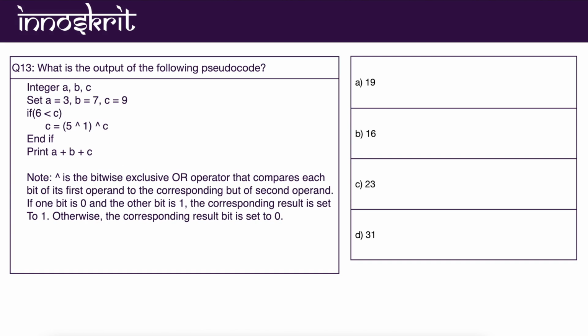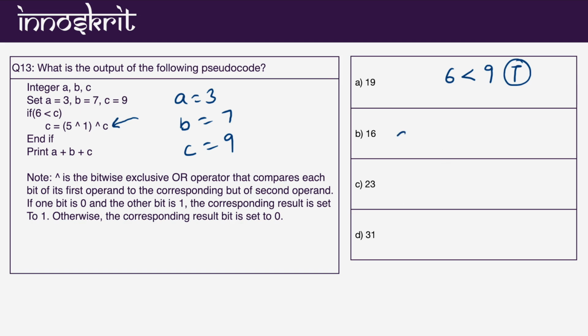So you have to look at this very carefully. We are given a as 3, b as 7 and c as 9. Now you are checking whether 6 is less than c. What is c? C is 9. So the condition is true, which means this is going to be evaluated.